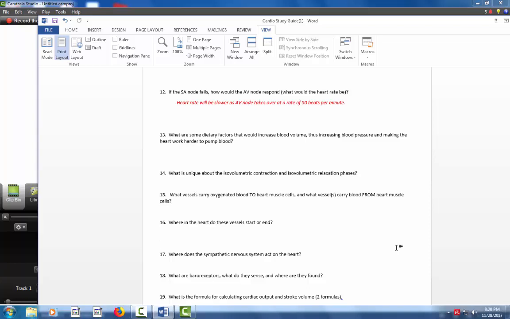What is unique about the isovolumetric contraction and relaxation phase? All the valves are closed. Is blood entering or leaving during that time? No. So volume is unchanging and all the valves are closed.